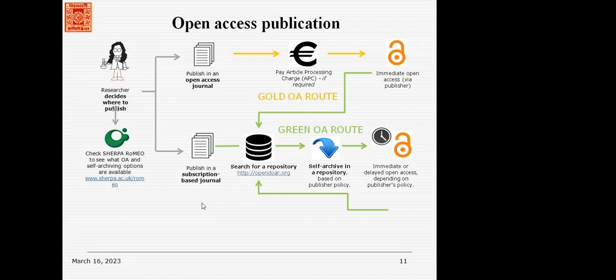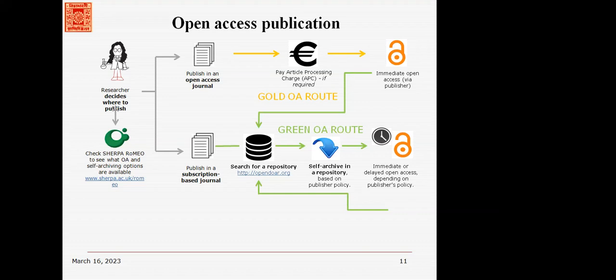Alternatively, if we go for the second option, that is, if we select a subscription-based journal for our publication, then what happens? First, we have to select a repository. And on the basis of the publisher's policy, we have to self-archive the publication in a repository. Then the paper will be made available as immediate open access or delayed open access. That depends on the publisher's policy. Two things are there. But in most cases, more than 99% of the cases, publishers opt for the second option, that is delayed open access.